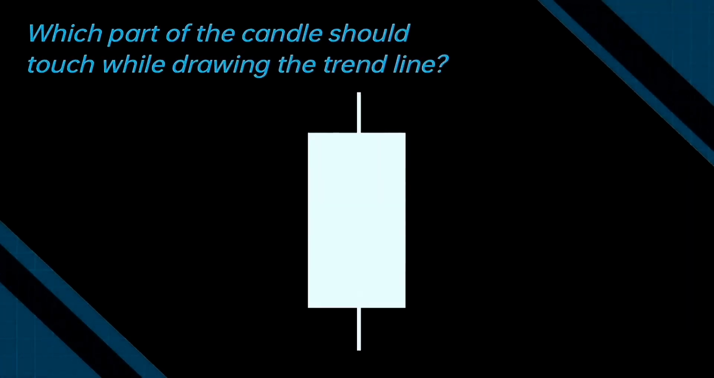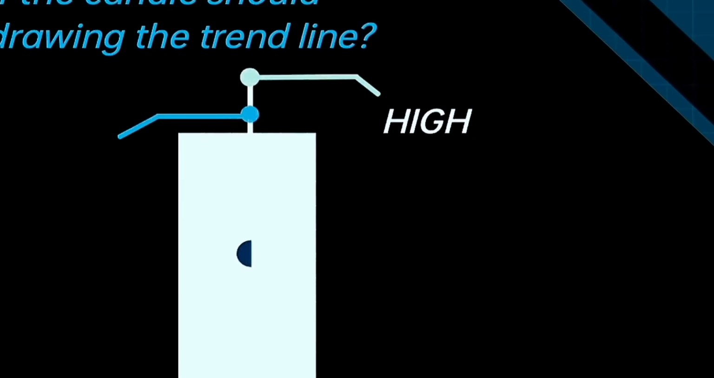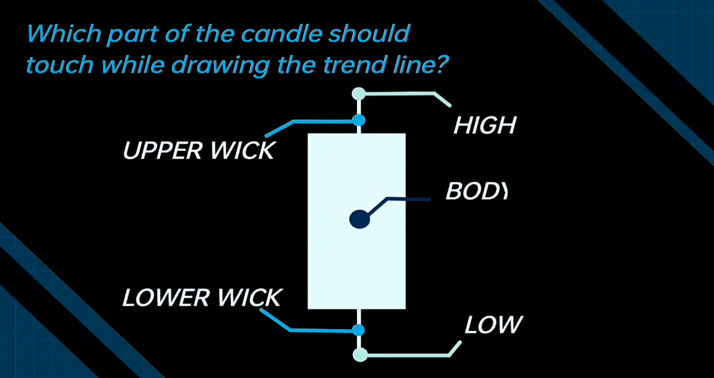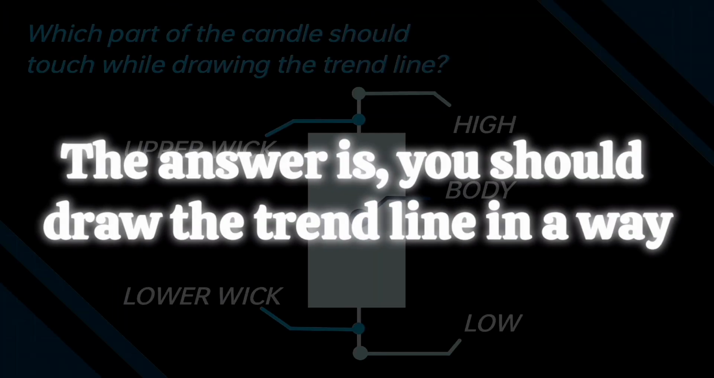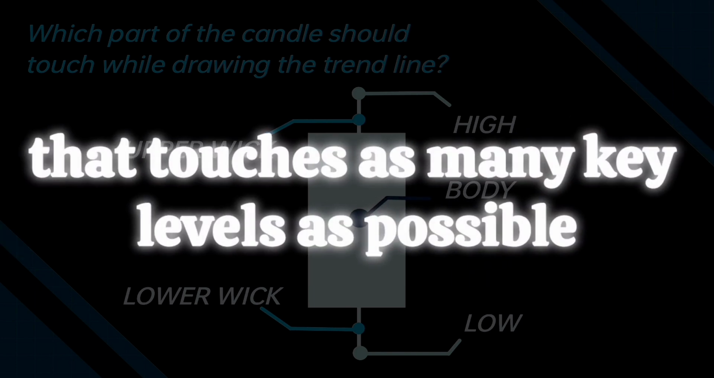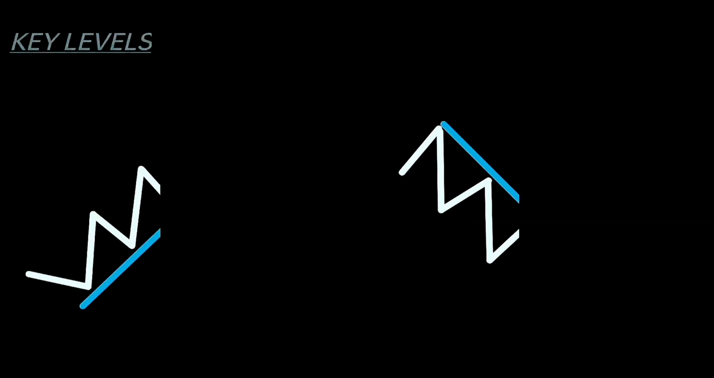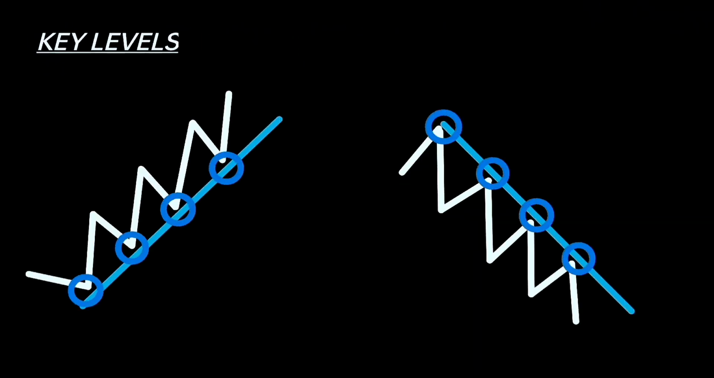Now, when drawing a trend line, many people wonder which part of the candle should touch the trend line. The candle's high and low, its wick, or its body? The answer is, you should draw the trend line in a way that touches as many key levels as possible. Key levels are the points where the price or candle either moves up or down. Let's understand this with an example.